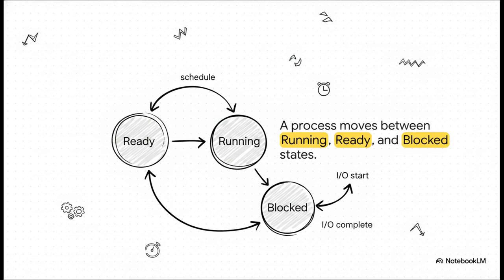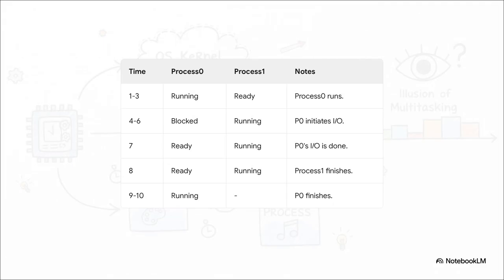Now, if a running process needs to do something slow, like read a file, we call that I/O. It moves over to the blocked state. Once that slow thing is finished, it moves back to ready, waiting for another shot at the CPU. Let's walk through this with a real example.